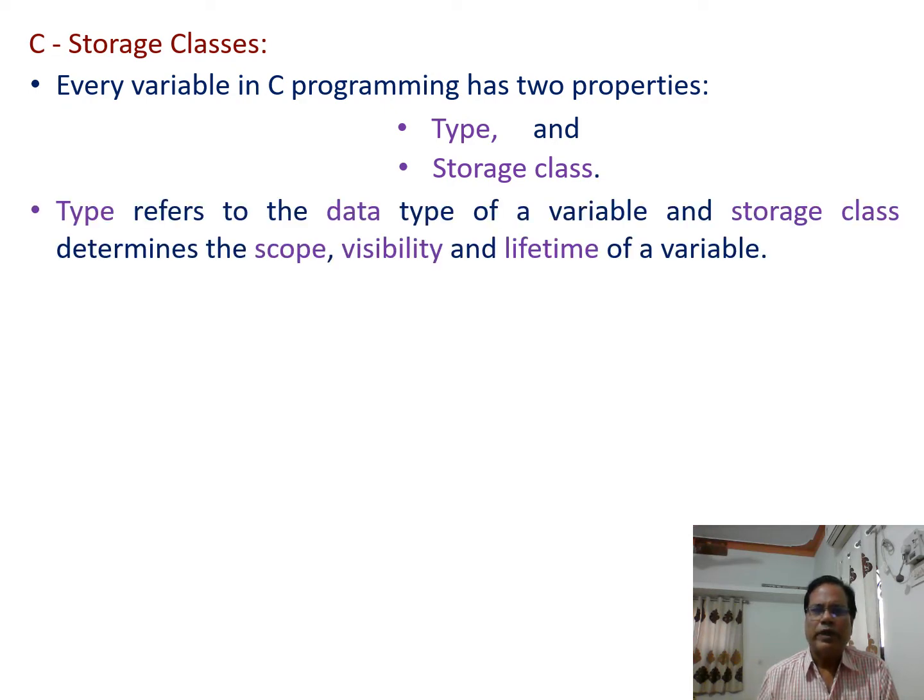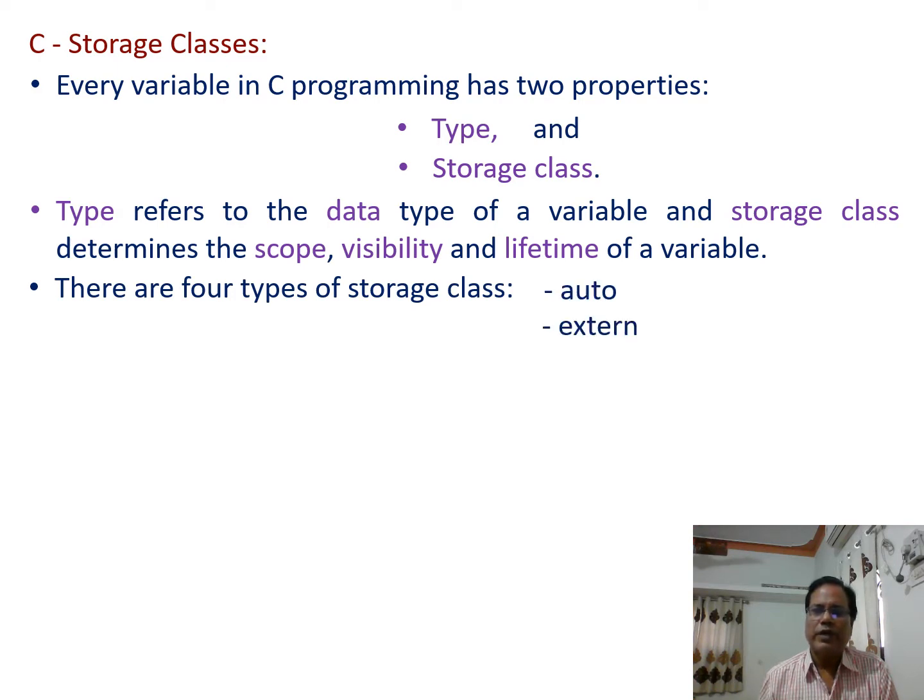Type refers to the data type of a variable, and storage class determines the scope, visibility and lifetime of a variable. So what is the scope of the variable? Its visibility and lifetime is indicated by the storage class of a variable. There are four types of storage class: auto storage class, external storage class, static storage class, and register storage class.